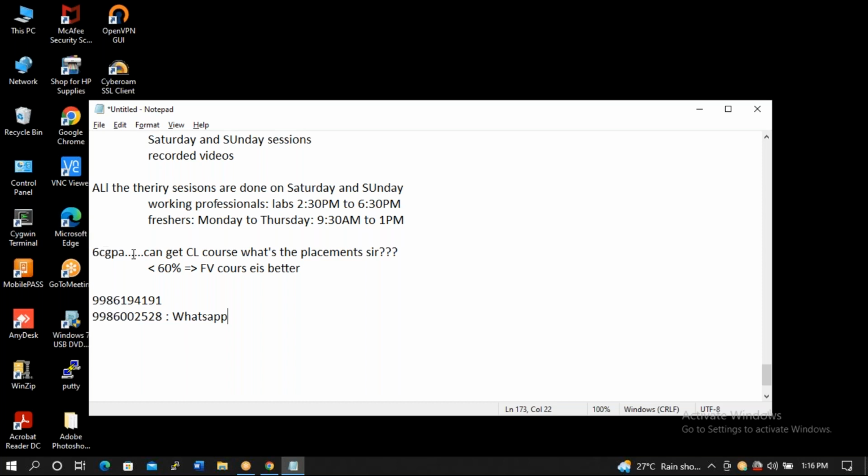Again, the same person is asking about 6 CGPA and the PD course. You will not get opportunities. I told you, right? How many times do we repeat? Companies specifically ask. If I show you 10 opportunities in my portal where I got the requirement, they said minimum 60%. If a person has less than 60%, I can't share his profile.